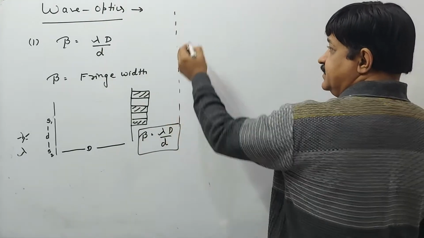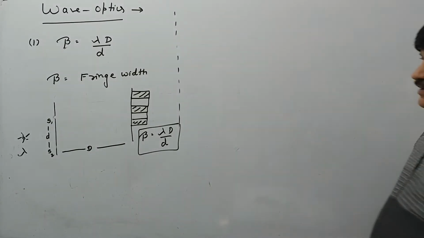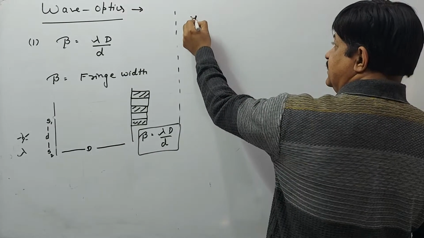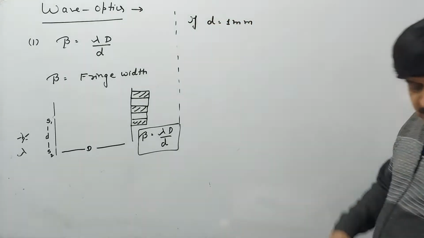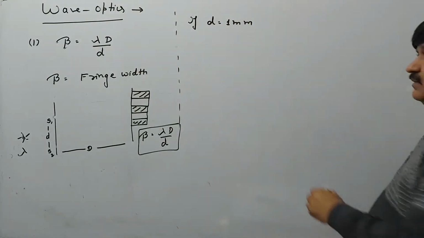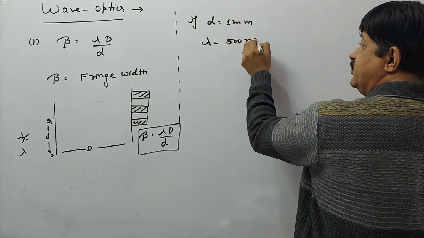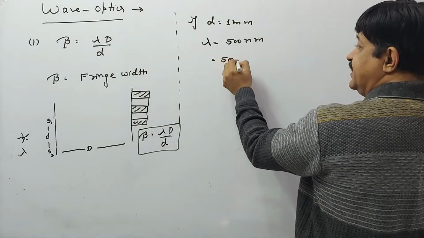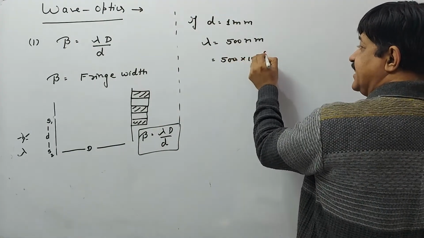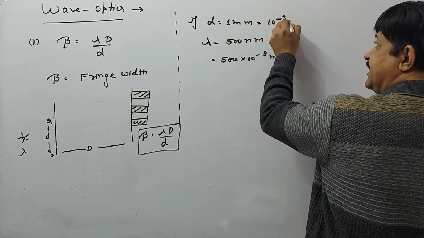In this concept, if you will see the first concept, if d equals to 1 mm, when we will be using light of wavelength 500 nanometer. Nanometer means 500 into 10 raised to power minus 9 meter. 1 mm it means 10 raised to power minus 3 meter.